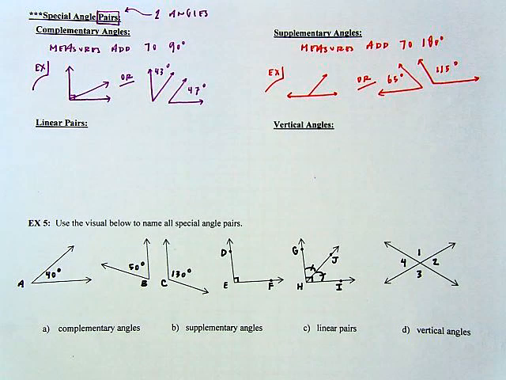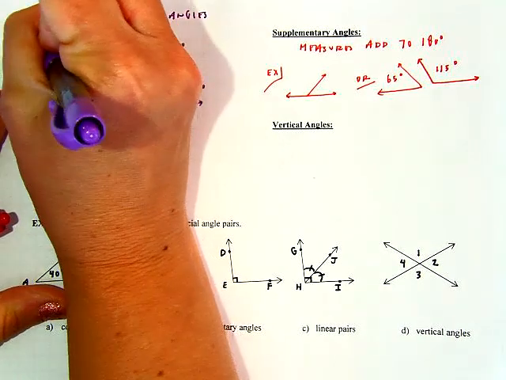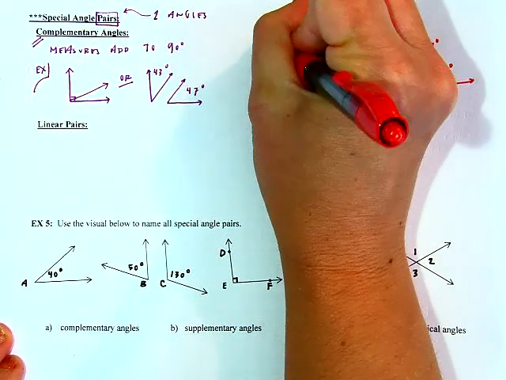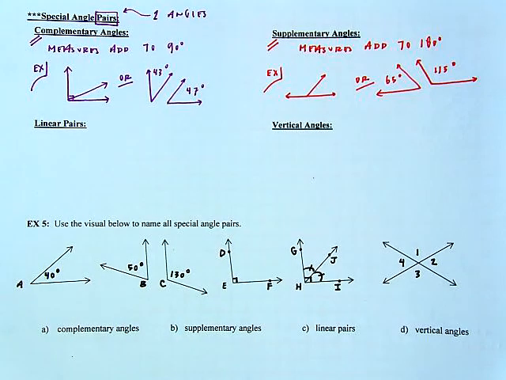So a good way to remember these two: complementary starts with a C, supplementary starts with an S. So C comes before S alphabetically, just like 90 comes before 180 numerically. So complementary, those measures add to 90. Supplementary, those measures add to 180.